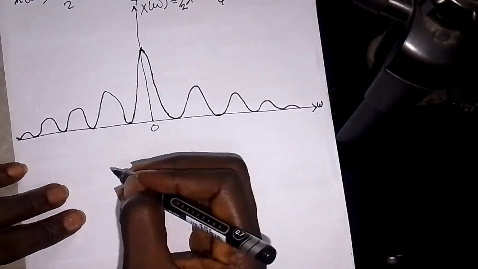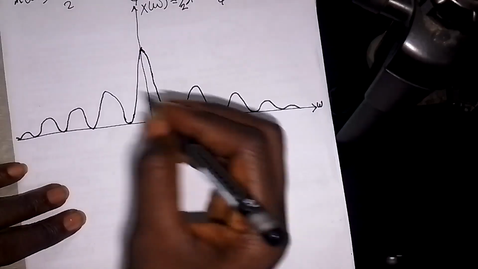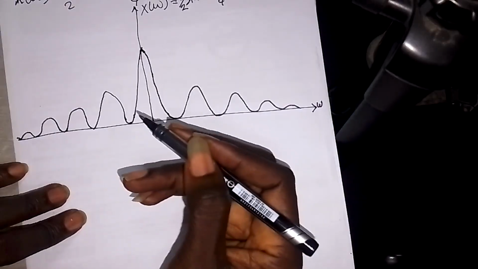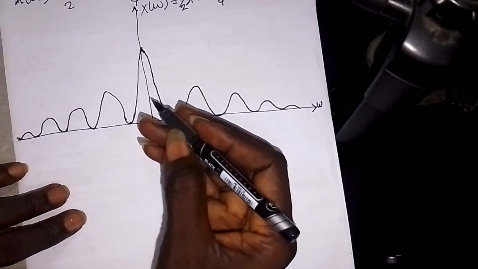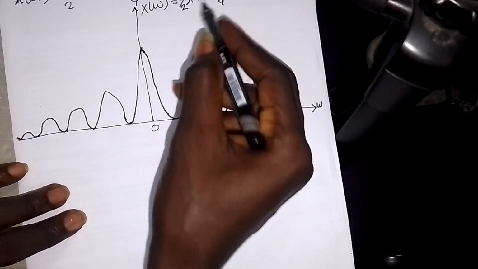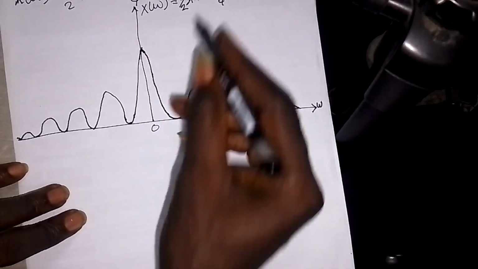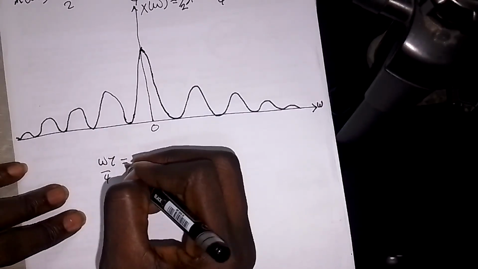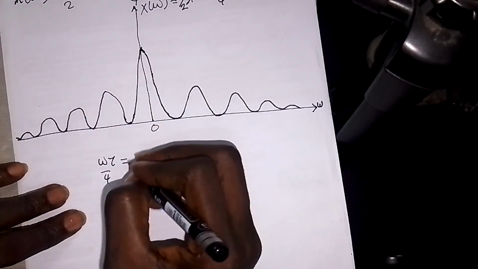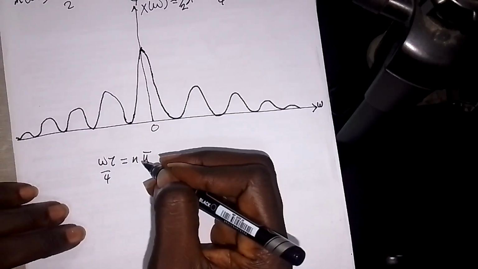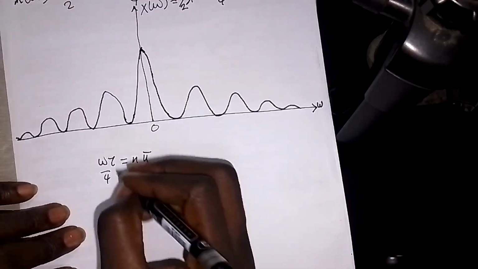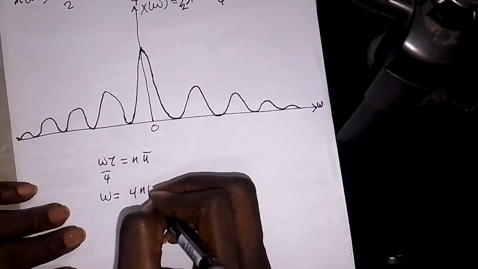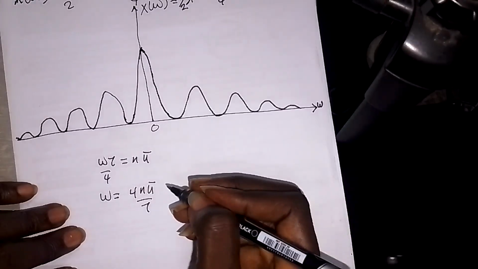And then how do we determine our values? We know that sinc 0 is where it has the highest amplitude. So the highest amplitude is at the 0 part. We know that omega tau on 4 must be equal to n pi. Then that means omega will be equal to 4 n pi on tau. Okay, 4 n pi on tau.